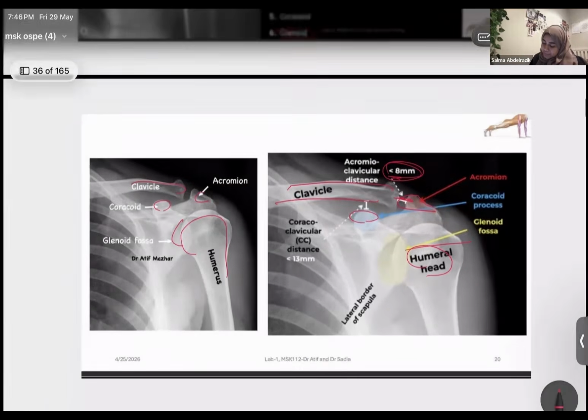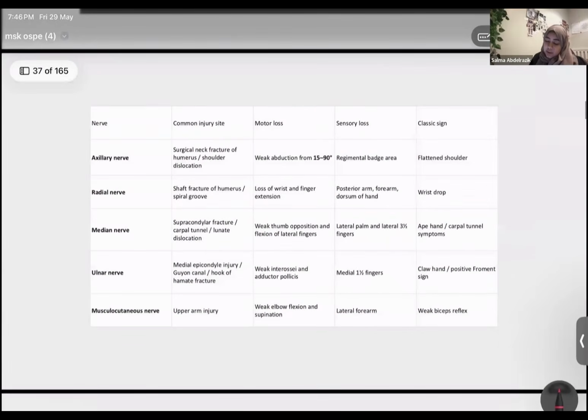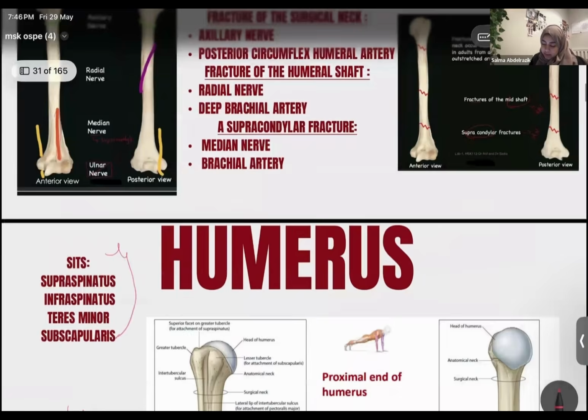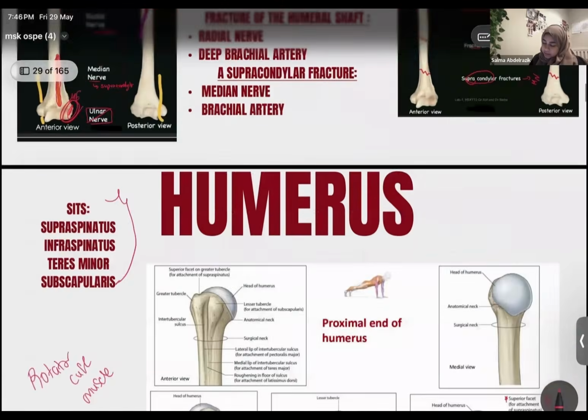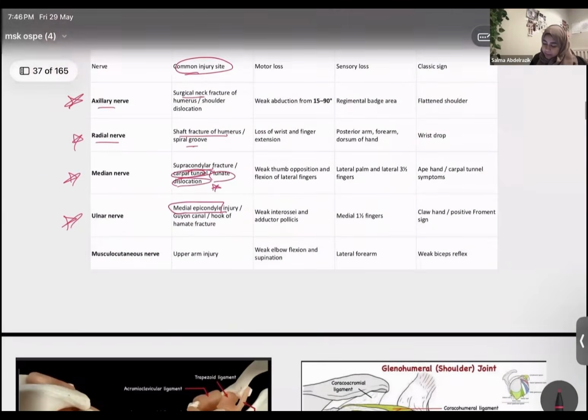Yeah, cool. And here's another table that I put for the nerves and the common injury site. So axillary is the surgical neck, radial nerve is the shaft of the humerus and the spiral groove. Median is supracondylar or in the carpal tunnel or lunate dislocation, and these are coming later on. Ulnar nerve is medial epicondyle injury. Oh, I didn't say this up there. I skipped it because I'm so sweet. So if there's a problem with the medial epicondyle, the ulnar nerve is going to get affected. Anyways, good thing I added it to the table.